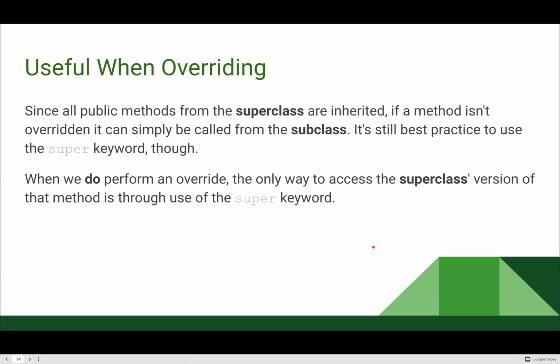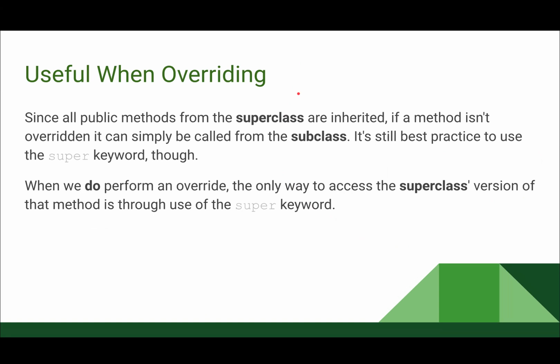Now, if you remember, all public methods from our superclass are inherited into our subclasses. So if a method isn't overridden, we can just call it from our subclass. It's still best practice to use that super keyword because it adds that clarity, saying we're definitely calling this method from our superclass, but it's not strictly necessary. And I'll show you some examples in the next slide. When we do have an override though, the only way to access the superclass's version of that method from the subclass is with that super keyword.